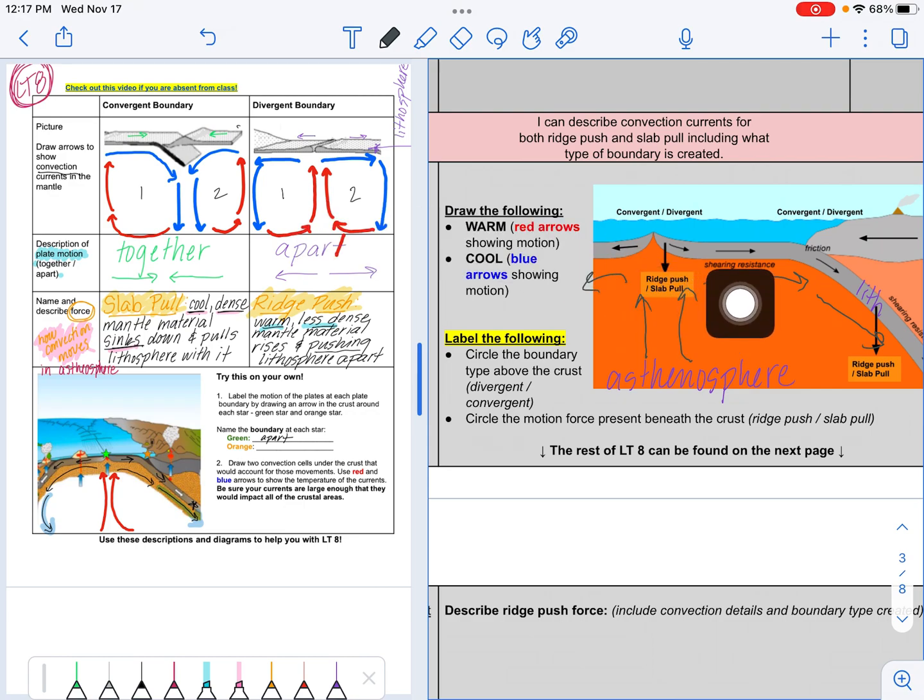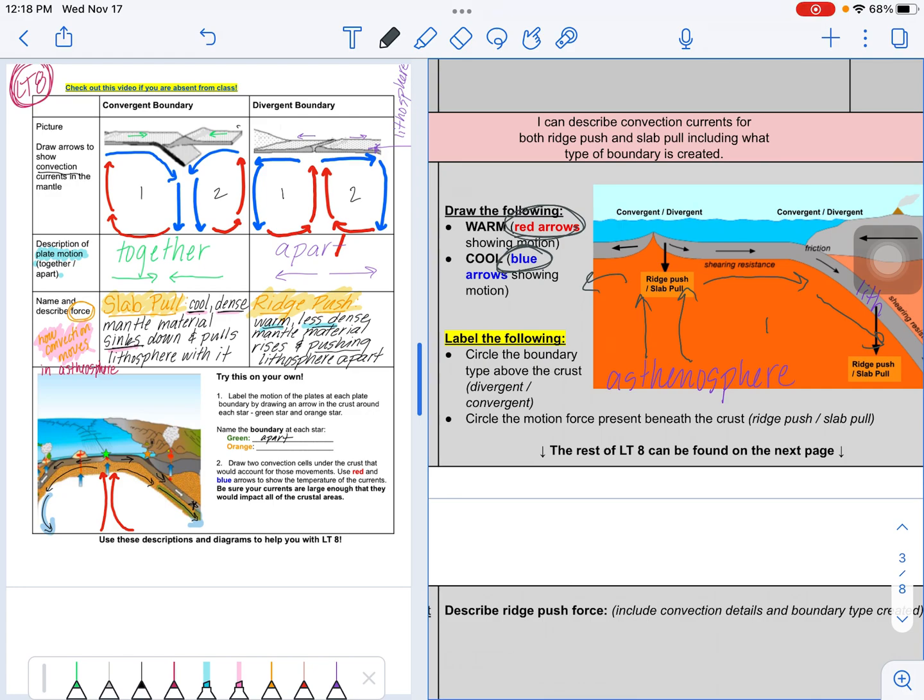This side, again, I have the sinking. This is the second boundary. Looking at the arrows, we should be able to label what it is. And then, of course, you should be color coding with red or blue, depending on the motion of the arrow and the temperature of the stuff.